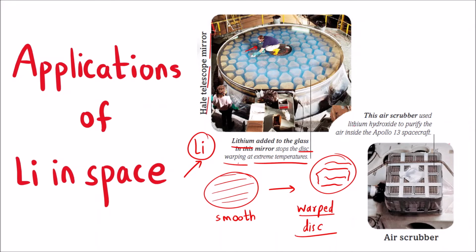Another very important application is in the Apollo 13 spacecraft, where an air scrubber is used. What is used? Lithium hydroxide is added. What is the role of lithium hydroxide here? To purify the air inside the spacecraft. In the air scrubber, lithium hydroxide is used.